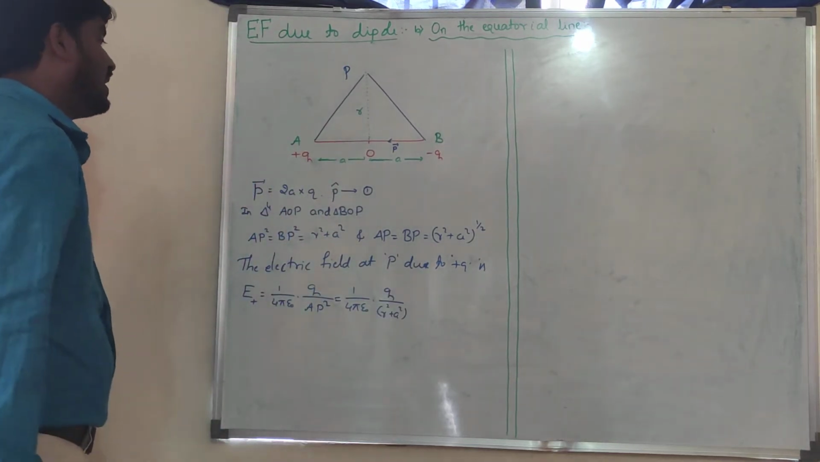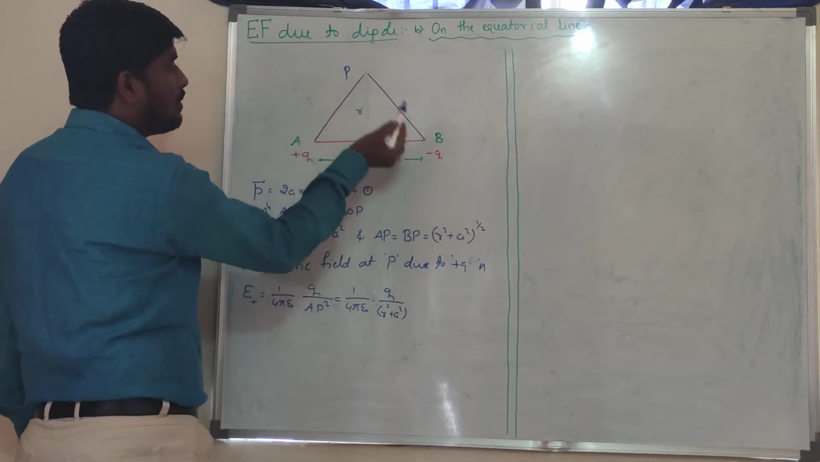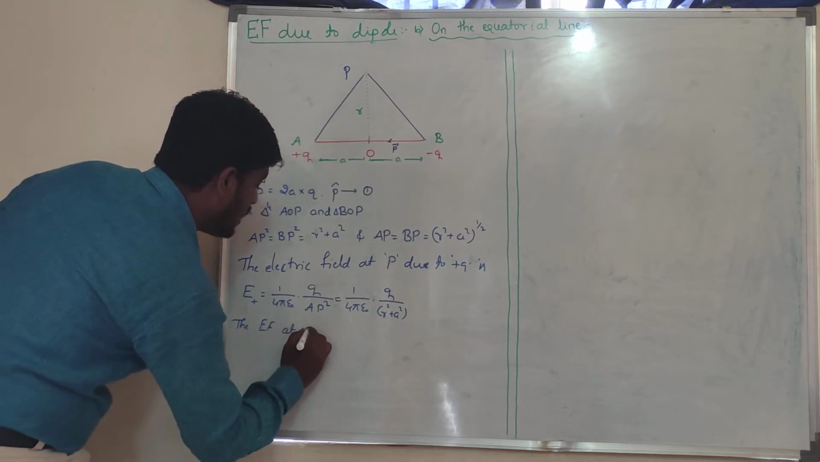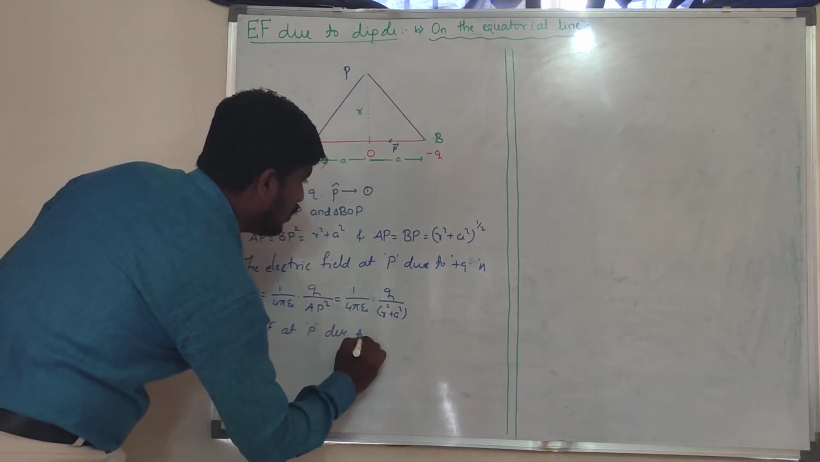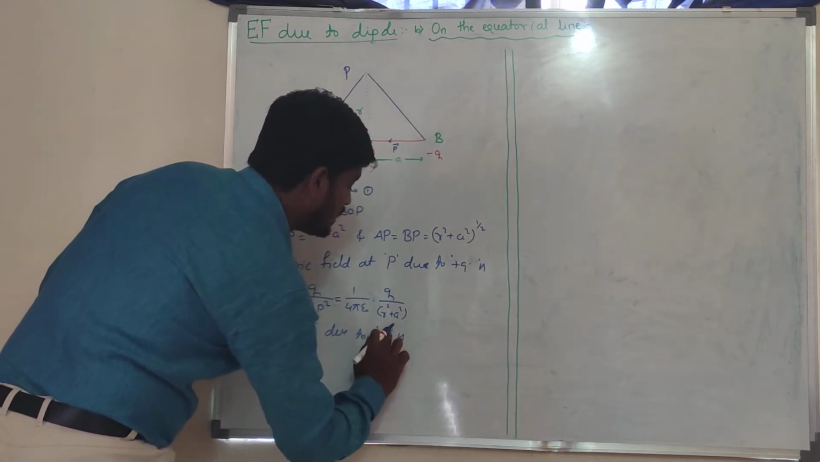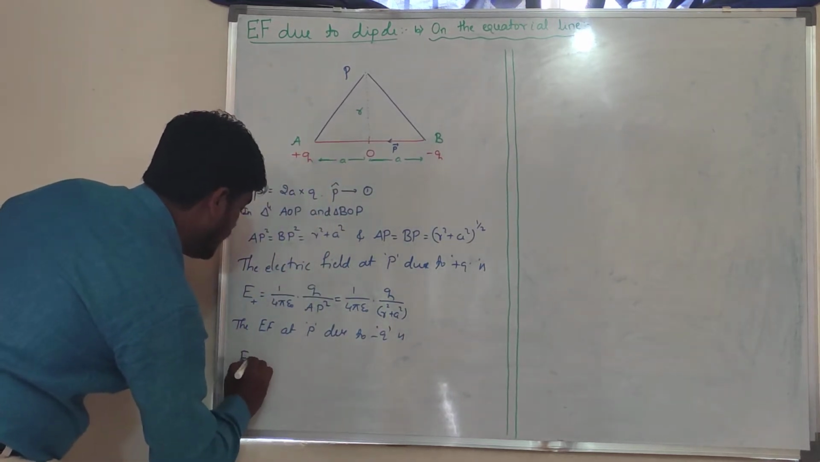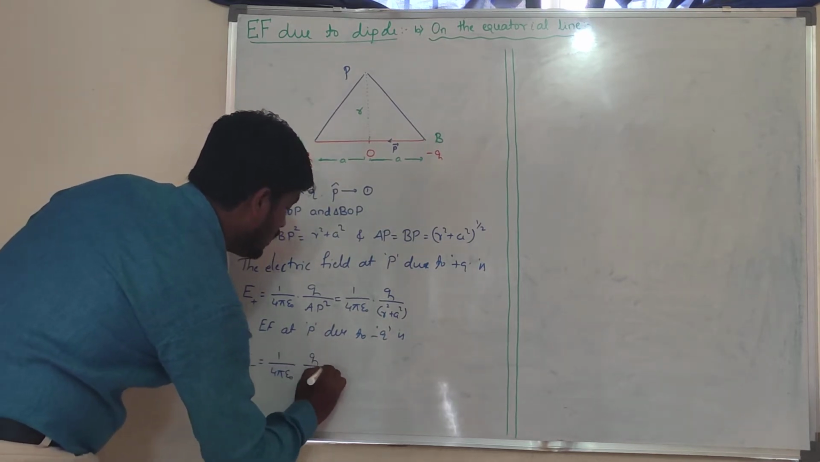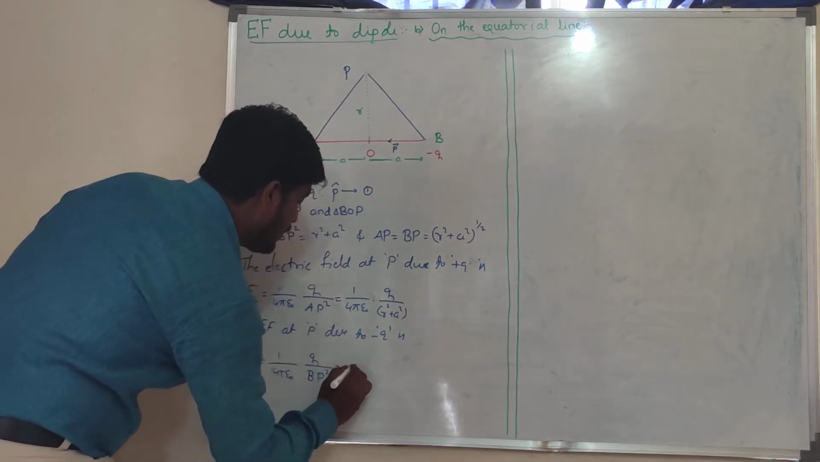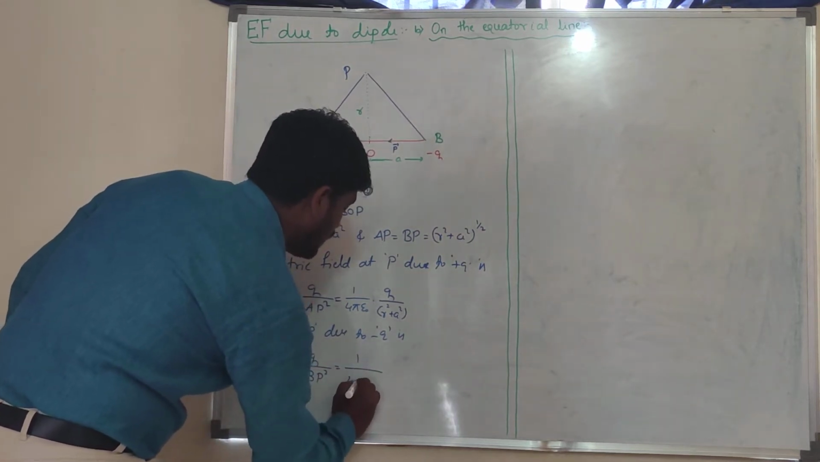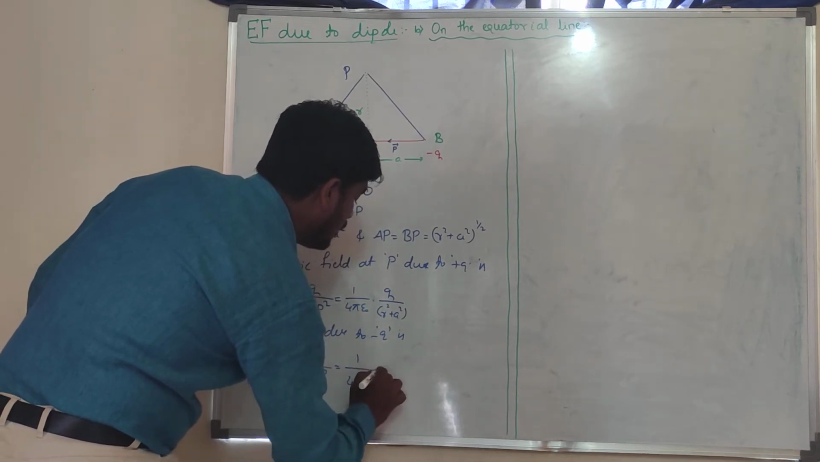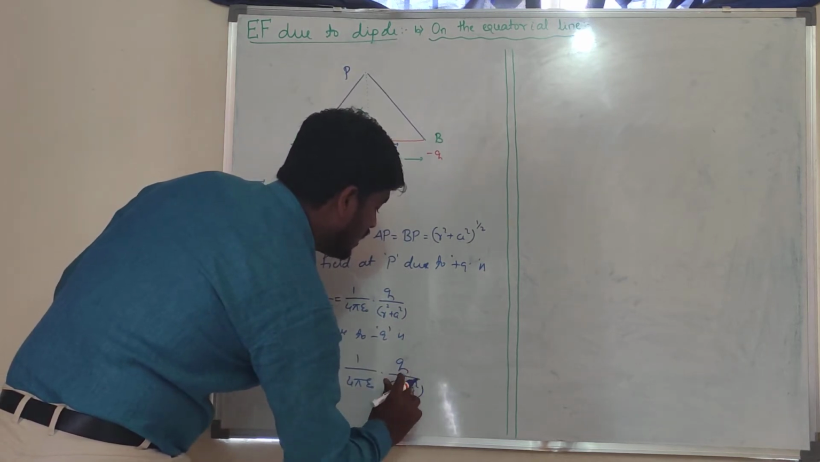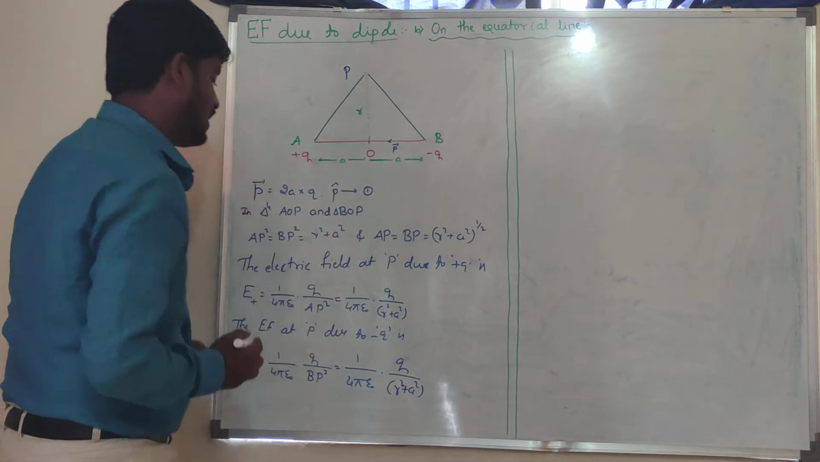That's it. Similarly, the electric field at P due to minus Q is E minus equal to 1 by 4 pi epsilon naught into Q divided by BP square, that is equal to 1 divided by 4 pi epsilon naught into Q divided by BP square, which is again r square plus a square.